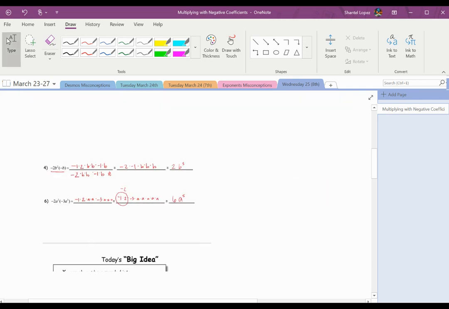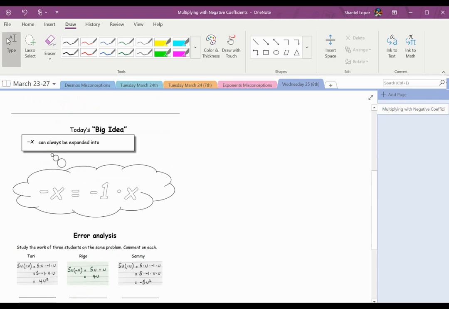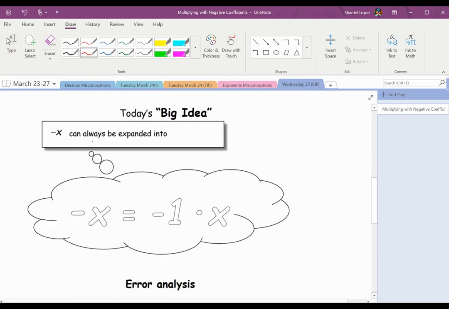Okay, so our big idea for today is that negative x can always be expanded into negative 1 times x.